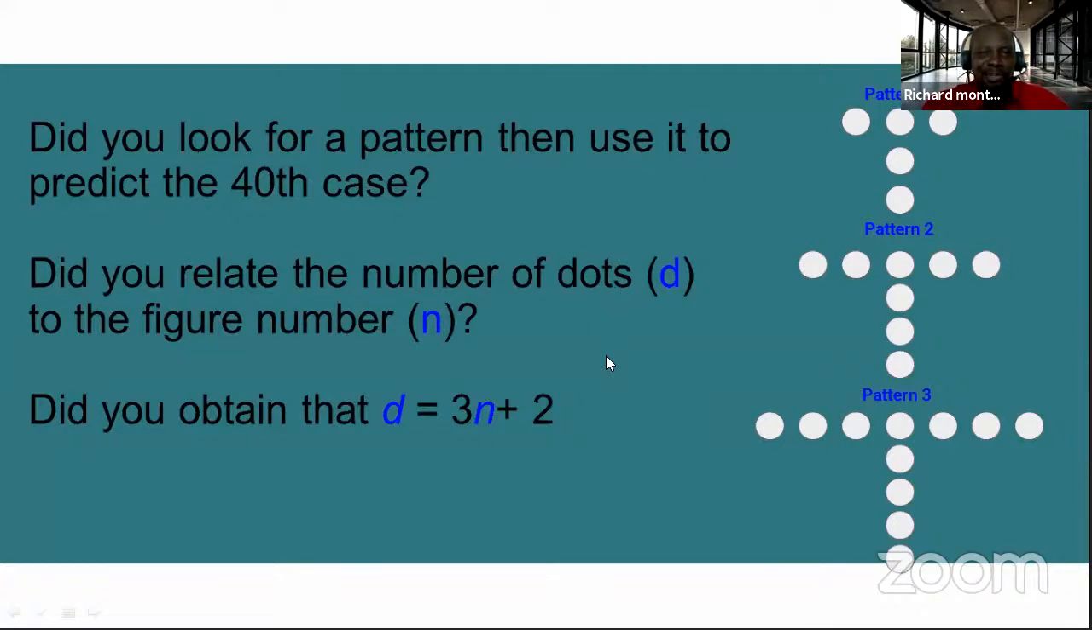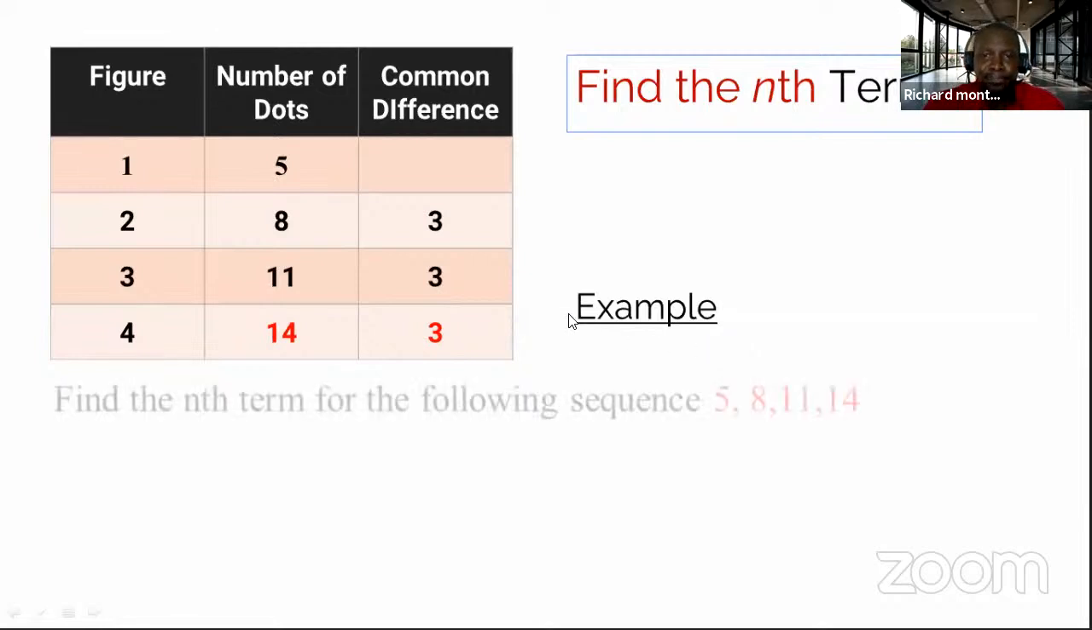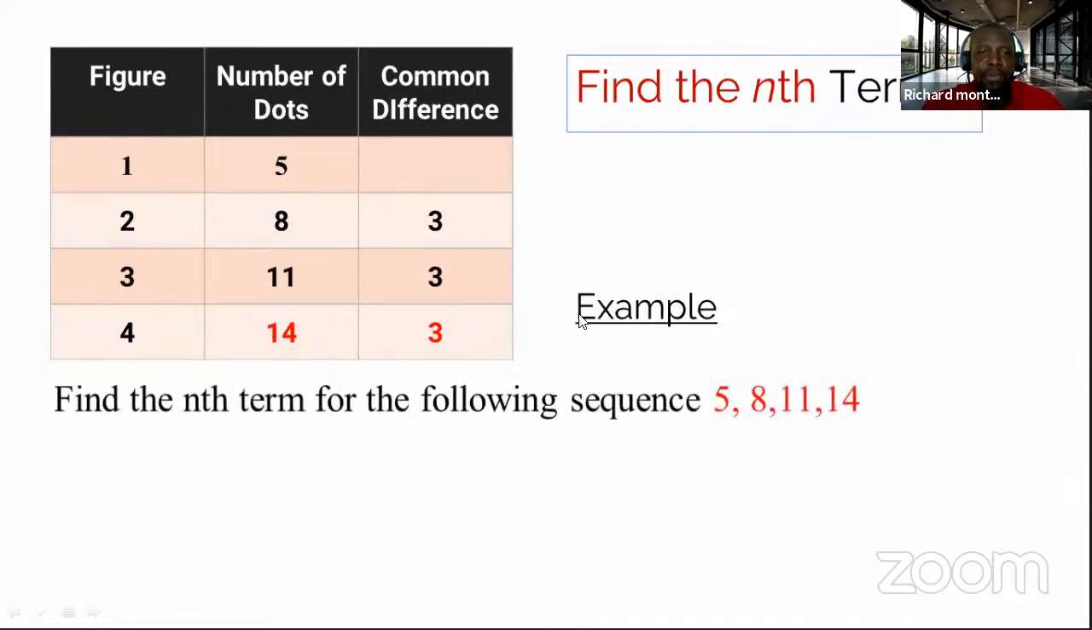All right, great going, students. I'm enjoying the participation. All right, so we're still focusing on the common difference here, and we're going to be using it because this is our sequence that we have been working with so far. All right, so we have recognized that the term-to-term rule is adding 3.